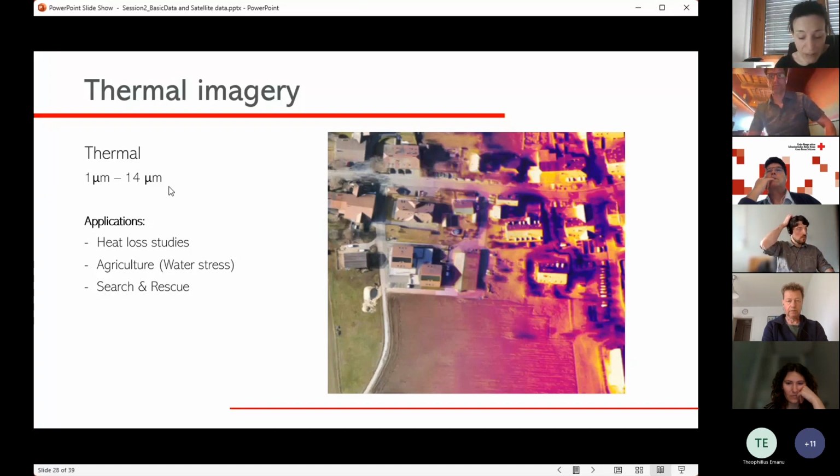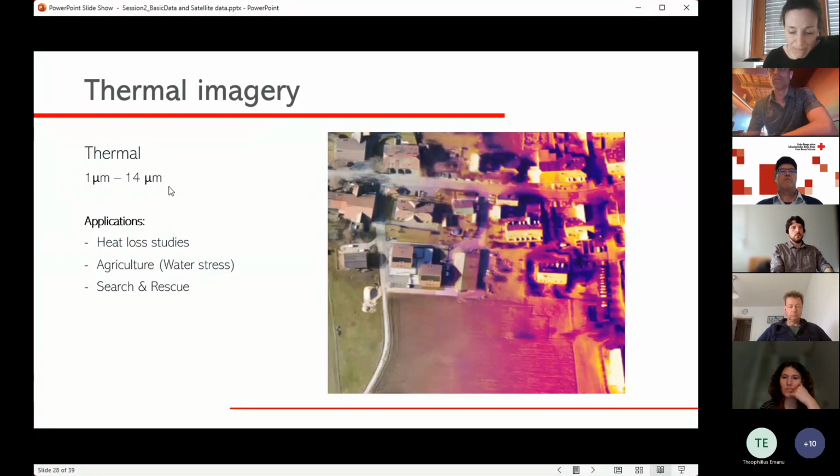but also, for example, in agriculture, because plants with closed stomata, so they're not releasing any water vapor, tend to become hotter. And plants close their stomata should there not be enough water. And this means we can detect water stress, hopefully sooner than the plant visually shows it on a normal image to us.